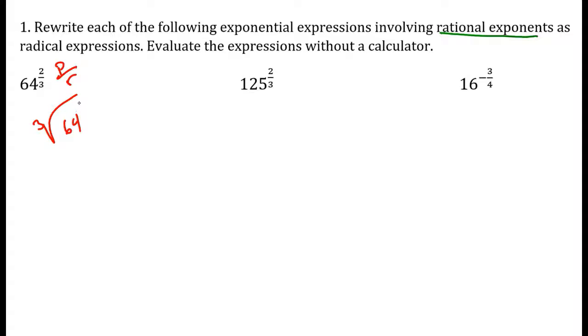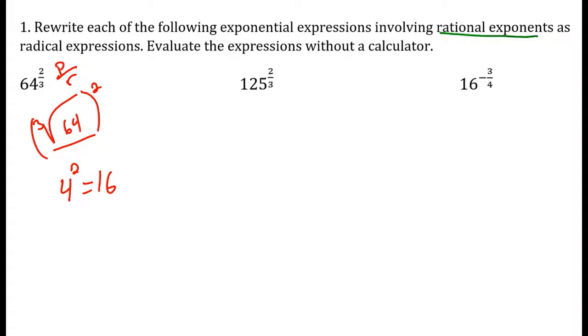Now I can either put the square on the inside or square the whole thing. Because I'm going to evaluate these without a calculator, I'm going to want to make them smaller first by taking that cube root, and then I'll square it at the end. Well, what's the cube root of 64? Well, that's 4. 4 squared is 16. So 64 to the 2/3 is 16.